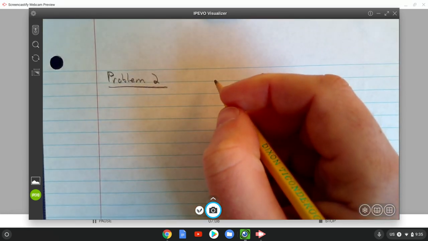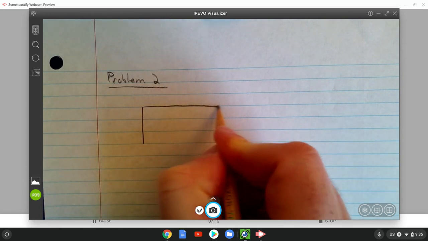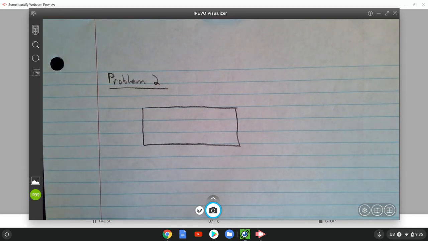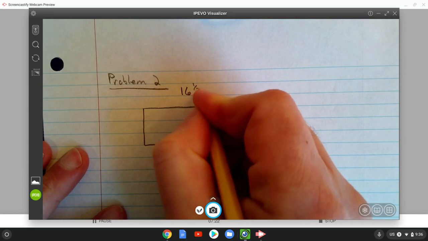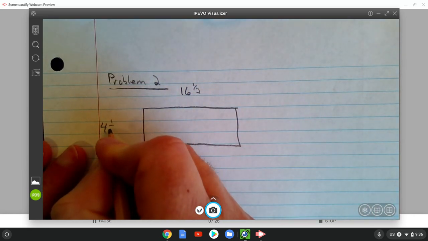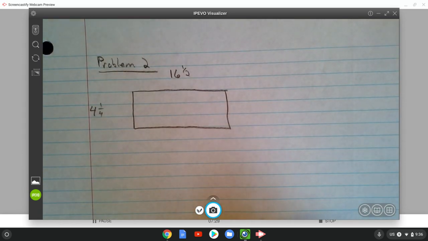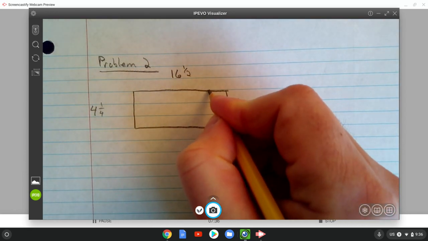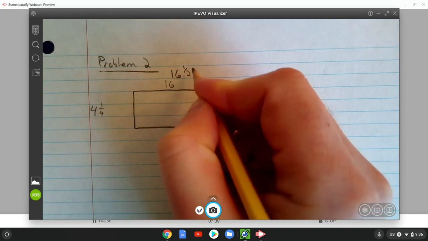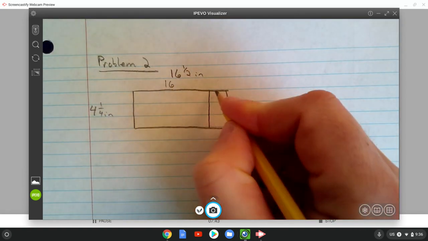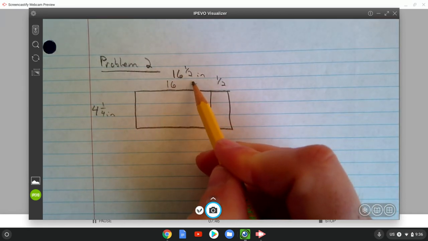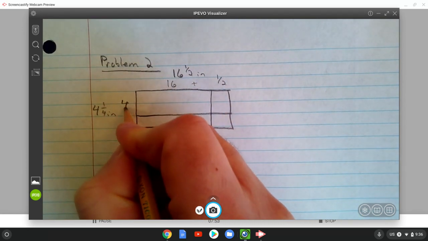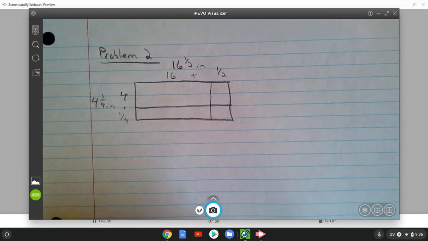We have a rectangle that is 16.5 by 4 1/4. I could just use the area model, right? These are inches. 16, there's a half, I'll pull that apart. 4 1/4, so let's say 4 goes down to here. 4 1/4. Just use the area model.